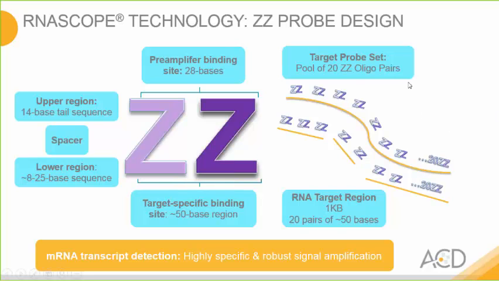So with a standard probe design, each target probe is actually a pool of 20 ZZ oligo pairs that binds to about a 1 kb region of target region. So with this double Z probe design scheme, our probe will be able to bind to fragmented RNAs and detect degraded RNAs.